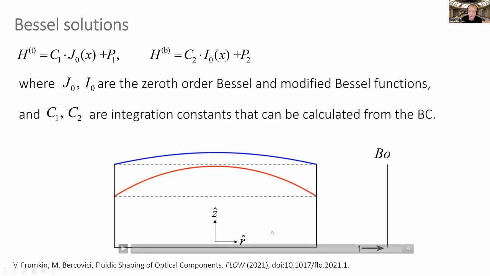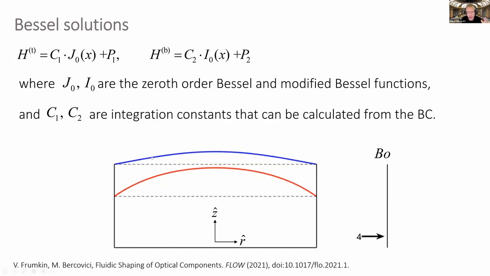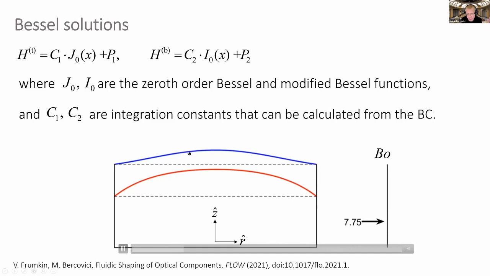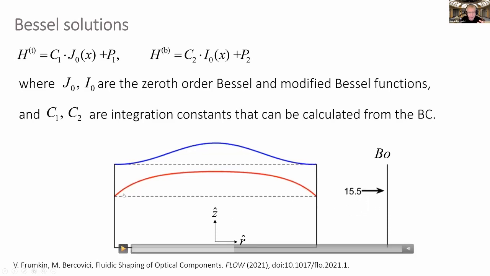And this is what the surfaces look like as we change the bond number. So look at the blue surface, for example. As we increase the bond number, you can see it starting to float up. This is precisely that J0 Bessel function.